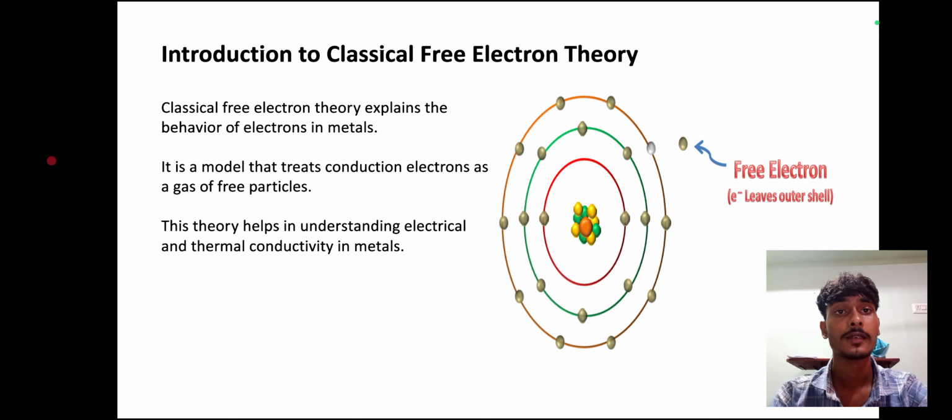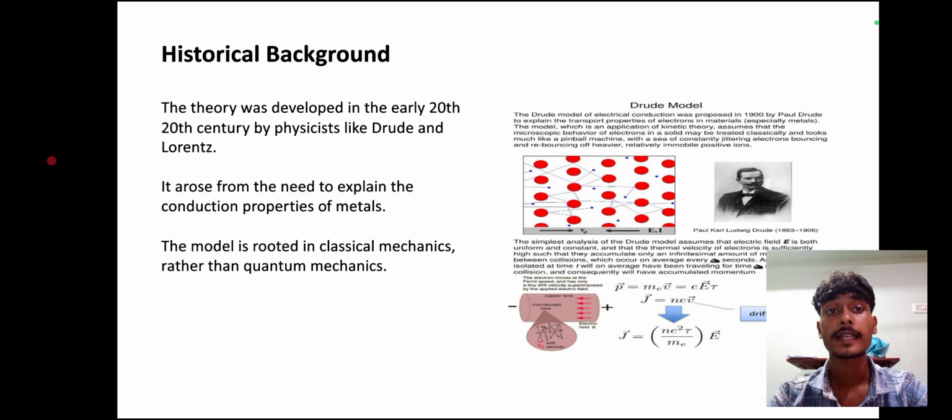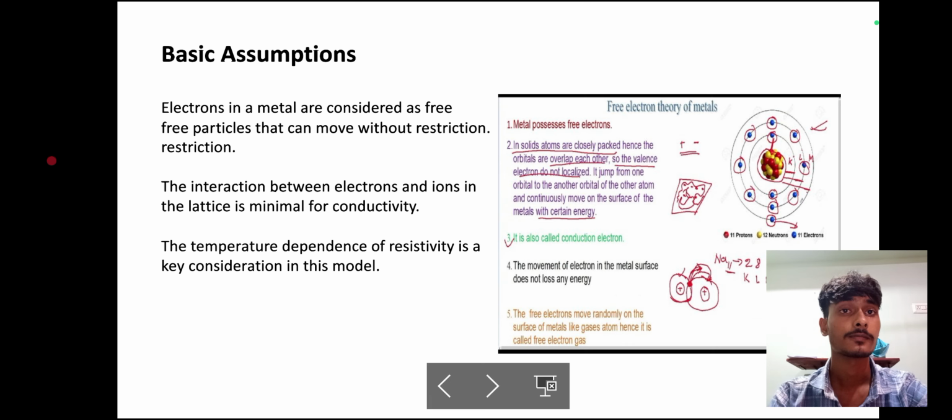Moving to next slide. Historical background. The theory was developed in the early 20th century by physicists like Drude and Lorentz. It arose from the need to explain the conduction properties of metals. The model is rooted in classical mechanics rather than quantum mechanics.